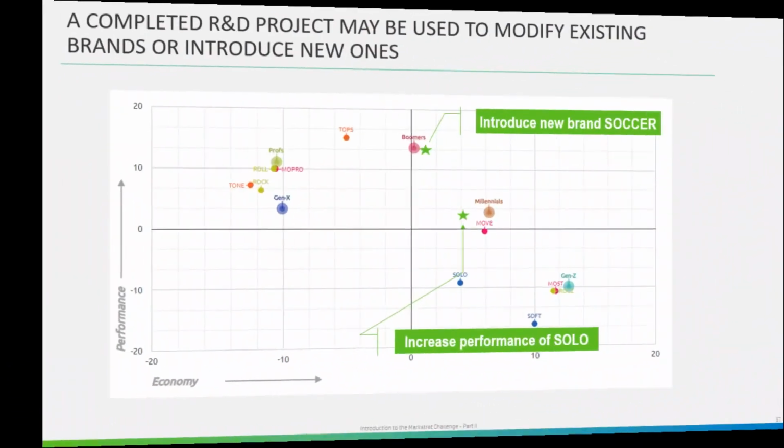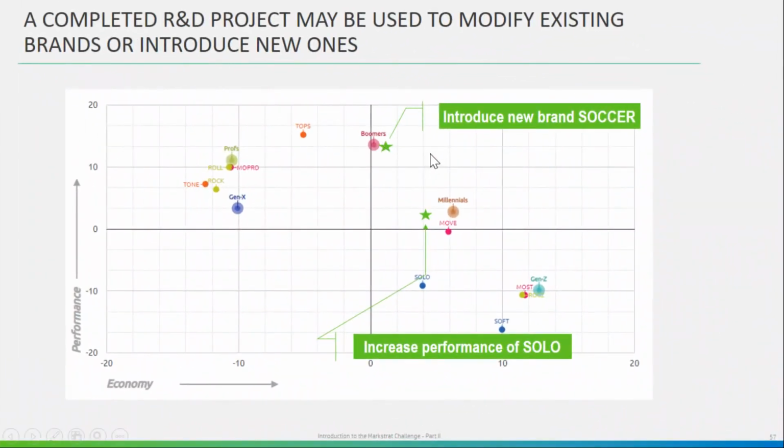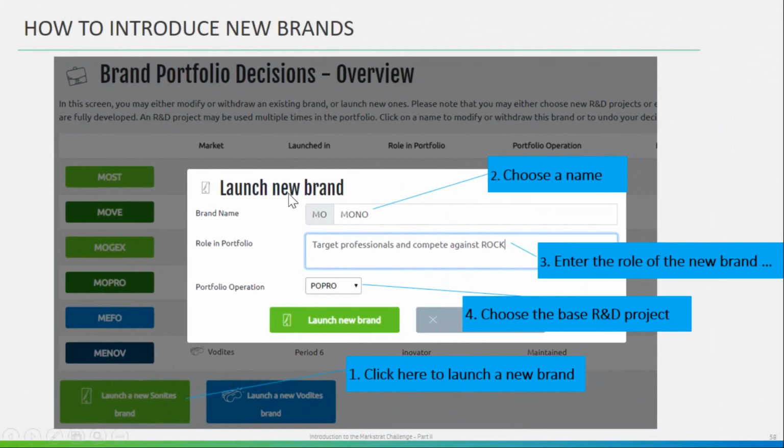Modifying, launching brands. You've got these completed R&D projects you can use to modify brands or create new brands. So you either want to modify Solo to try to move it here, or you want to create a new brand called Soccer to compete here. So either of those you would apply one of your completed R&D projects. Okay, so go into brand portfolio, launch a new brand, give it a name, give it a role in the portfolio.